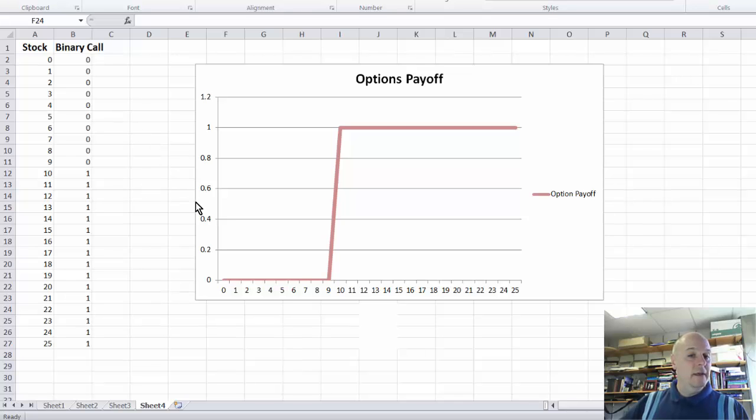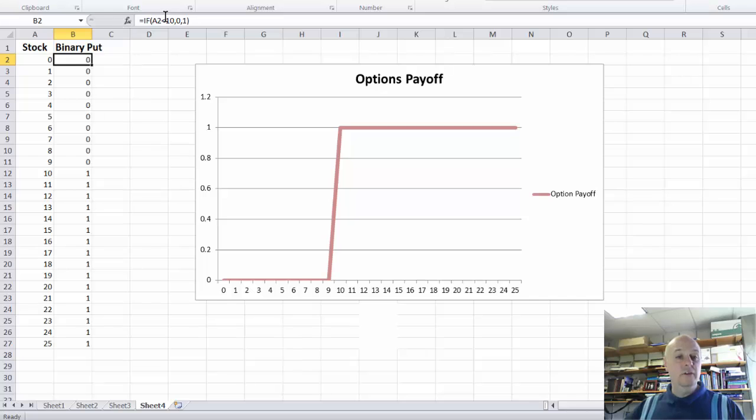If the stock is below the exercise price, again, I've chosen an exercise price here of 10, then a binary call is worth 0. If the stock is above the exercise price, then the binary call is worth 1. So it's just 0, and then boom, it's 1. We can also have a binary put, and that works just like you think it works.